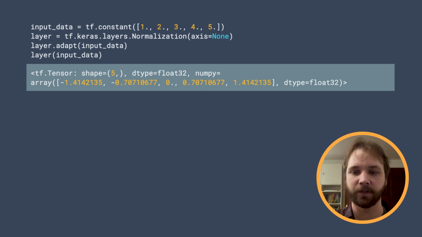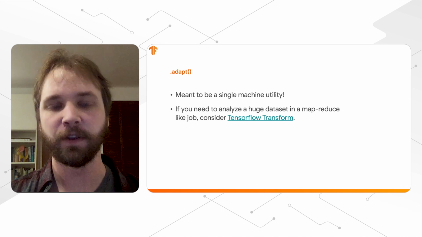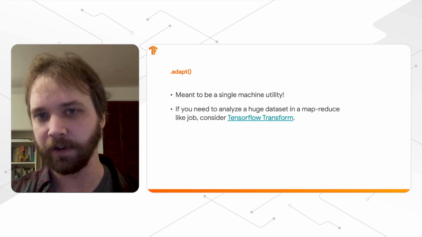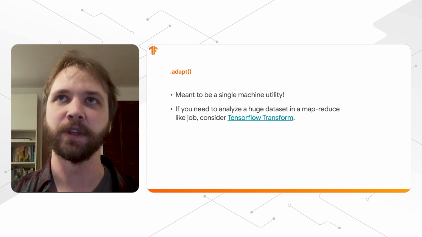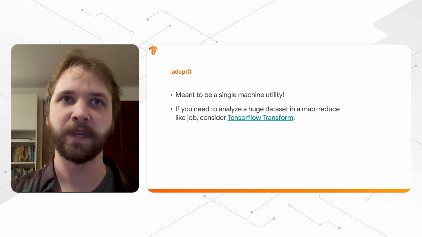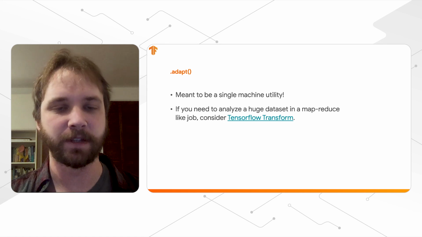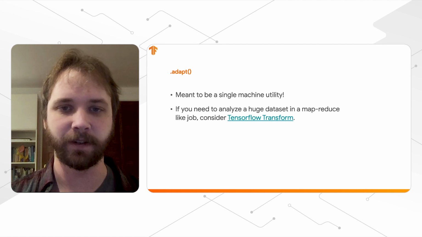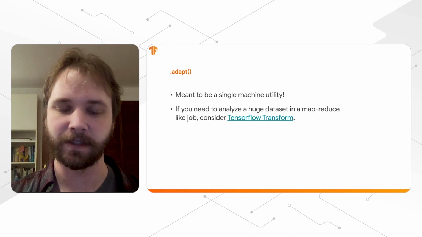The last thing to mention here is that adapt is really intended to be a single machine utility. If you have a huge data set that won't fit on a single machine, and you need to do something that looks more like a MapReduce, where you're only computing statistics on pieces of your data on any given machine, in that case, you really should not be using adapt. That's not what it was intended for. But TensorFlow Transform is another library inside of TensorFlow that's all about handling those really big data use cases.